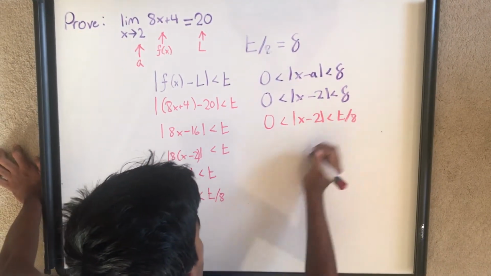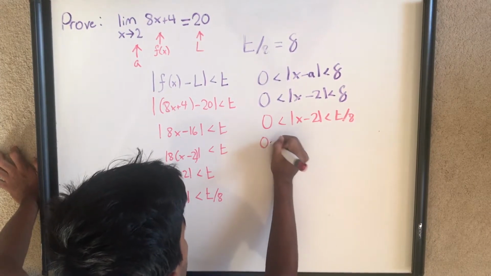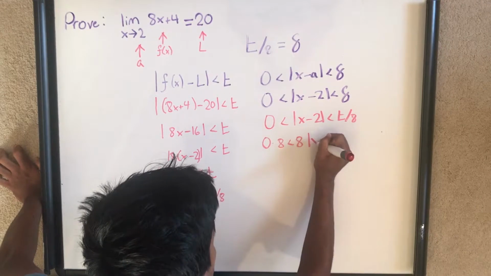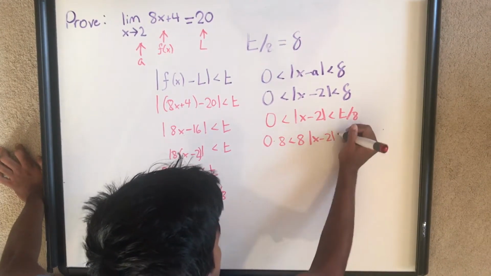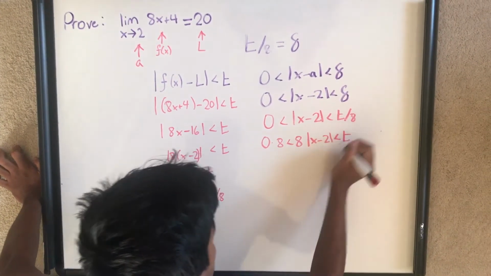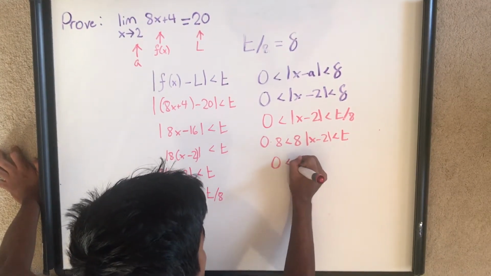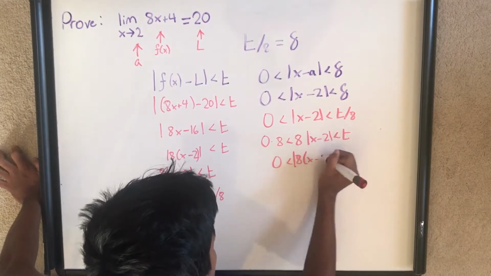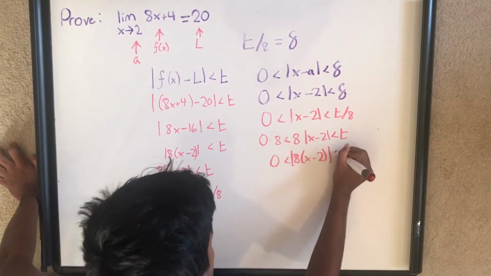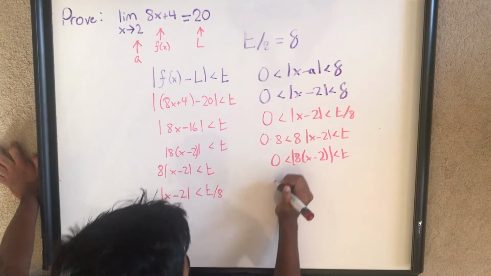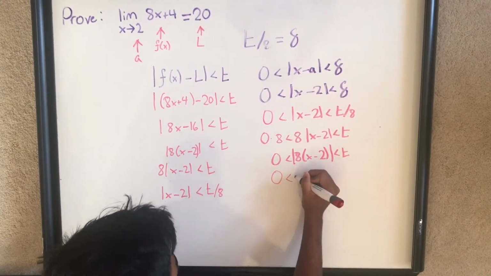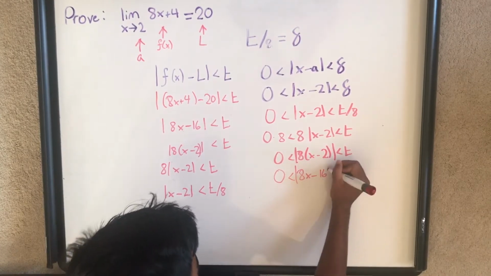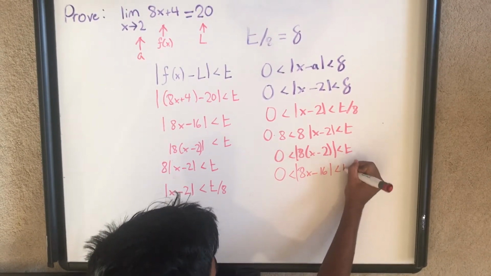So upon doing this, we can go ahead and algebraically manipulate. So we're going to go ahead and multiply by 8 to each portion of the inequality. So we get 0 times 8 is less than 8 times the absolute value of x minus 2, which is less than epsilon. And we can go ahead and say 0 is less than the absolute value of 8 times x minus 2, which is less than epsilon. And from this point, we can go ahead and multiply the 8 times x minus 2, and we'll get 8x minus 16, taking the absolute value of that, is less than epsilon.